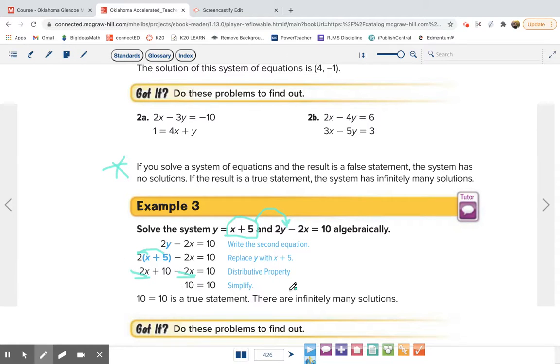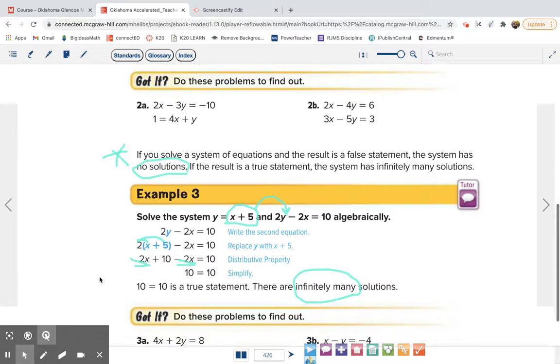If your x or y cancels out and it's true, okay, so we know 10 equals 10. That is true. That means your answer is infinitely many. So if your variable cancels and it's a true statement, it's infinitely many. If your variable cancels and say that had come out to 5 equals 10, that would be false. If it's a false statement, the answer is no solution.